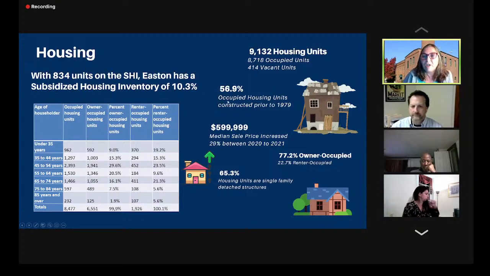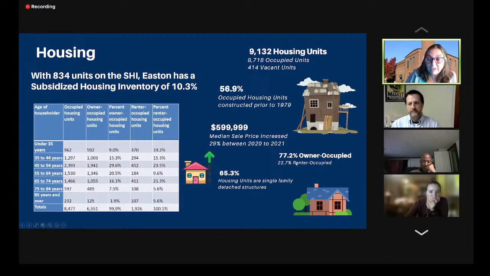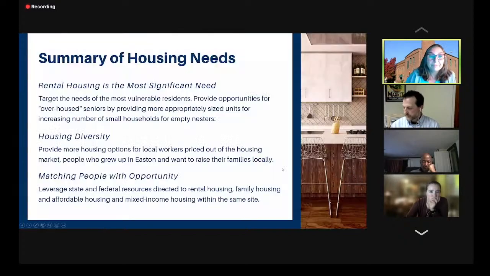56.9% of your occupied housing units were constructed prior to 1979. Your median sale price increased 29% between 2020 and 2021, and that's at $599,999. 77.2% of your housing is owner-occupied and 22.7% is renter-occupied. 65.3% of your housing units are single-family detached structures.